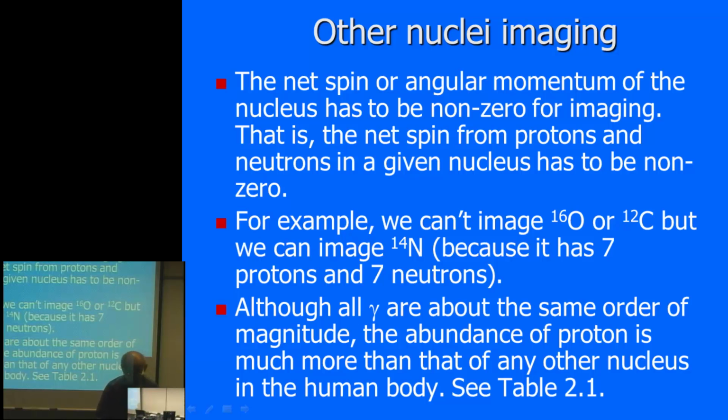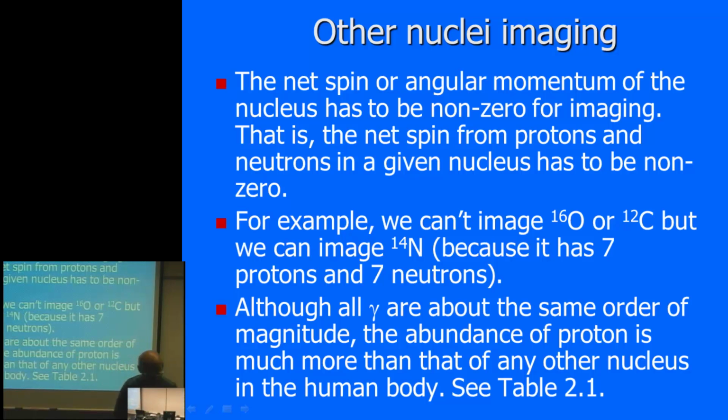For some complicated nuclei, you probably really have to check some physics measurements to find the net angular momentum of that specific nucleus. But here it just gives you an example. If you have oxygen 16 or carbon 12, well, guess what?